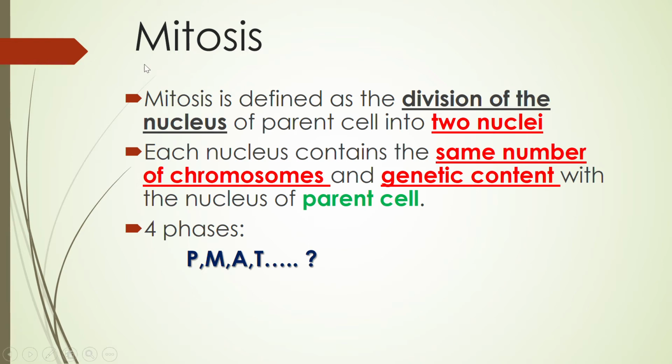Okay, so what is mitosis? It is defined as the division of the nucleus of a parent cell into two nuclei. Each nucleus contains the same number of chromosomes and genetic content as the nucleus of the parent cell. And there are four phases: PMAT, prophase, metaphase, anaphase, and telophase.